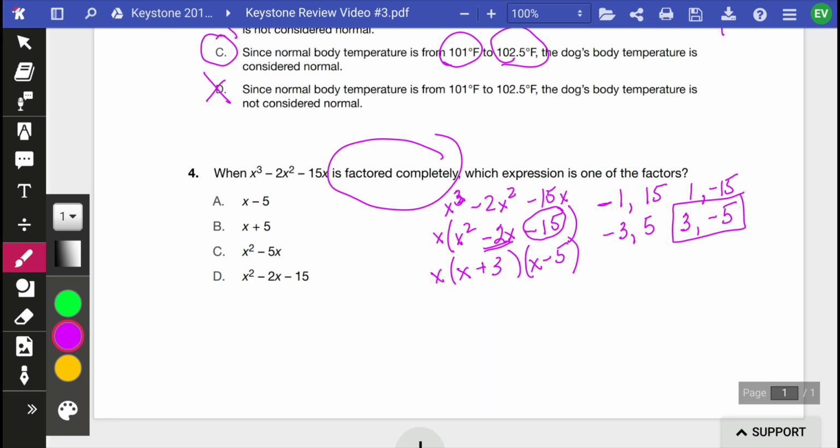So if we look at our choices, obviously D is not right because that's not factored completely. x squared minus 5x is not factored completely as well because there's an x in each one of those terms. So then we have either x plus 5 or x minus 5, and our choice is x minus 5 because it's right there, our second factor.